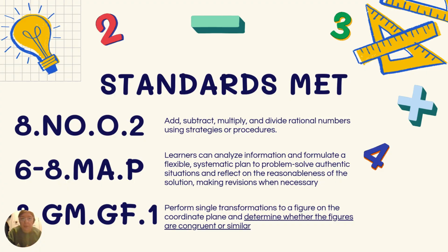perform single transformations to a figure on the coordinate plane and determine whether the figures are congruent or similar. So we did discuss congruency and similarity. A lot of our shapes were similar. The 3x4 was similar to the 5x4, but they weren't congruent. And we did discuss that a little bit. We talked about those words.